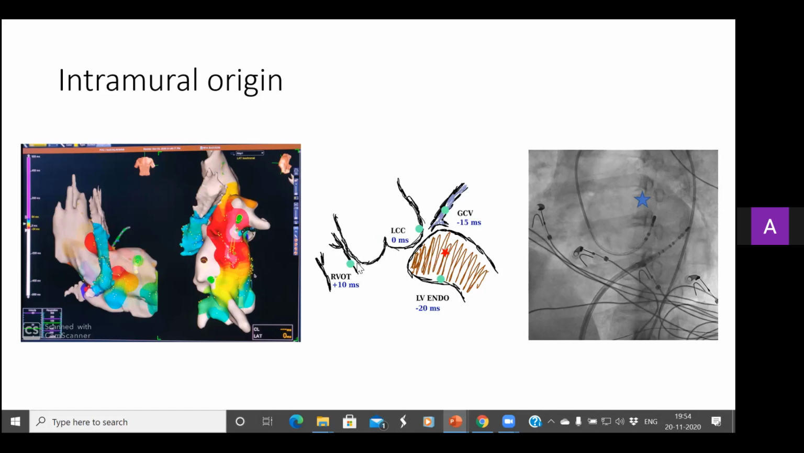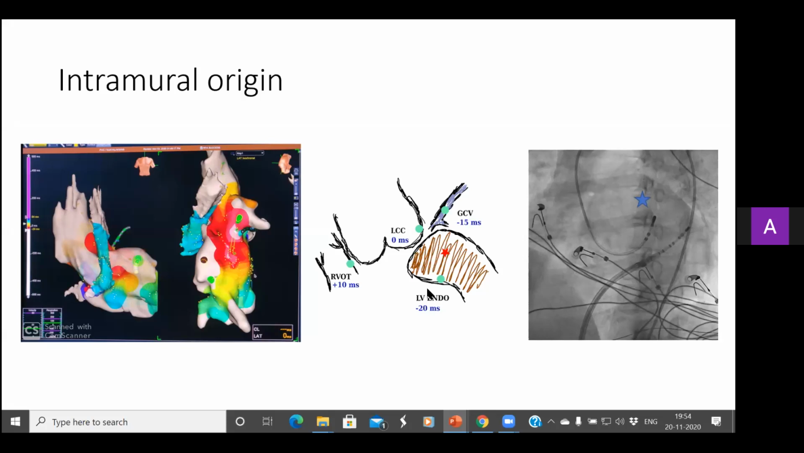So we mapped the LV endocardium below the aortic valve, and the earliest site we were able to find was 20 milliseconds, and it was opposite to the earliest site in the CS. This asterisk represents a possible intramural focus inside the LV summit. So we ablated from here, from the LV endocardium, where we had the activation at least 20 milliseconds earlier.